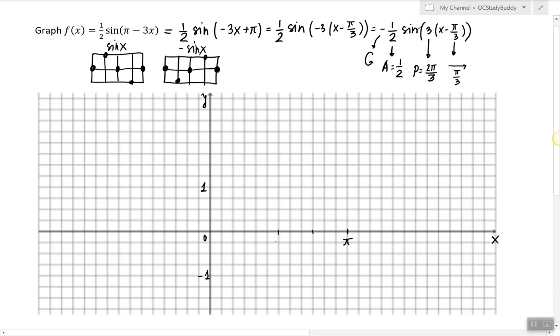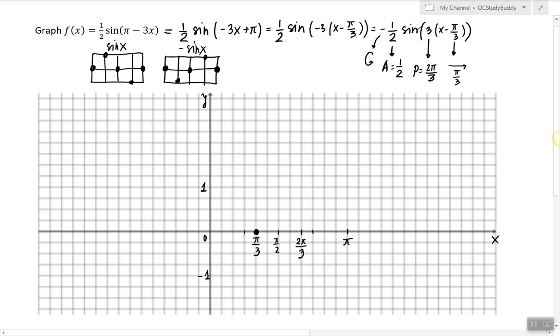So if this is pi, that means this is pi over 2. This is pi over 4. And pi over 3 will be 4 units, like this, and 2 pi over 3 will be 8 squares, and so on. So we're going to shift the point that used to be the origin pi over 3 units to the right. So it now comes over here.